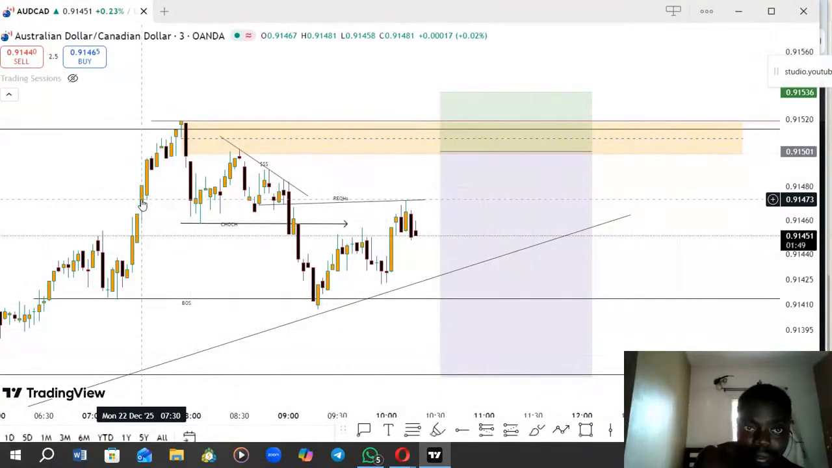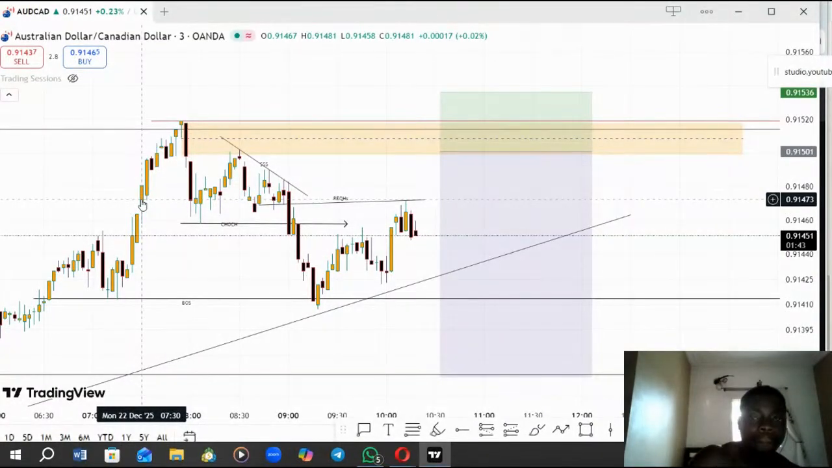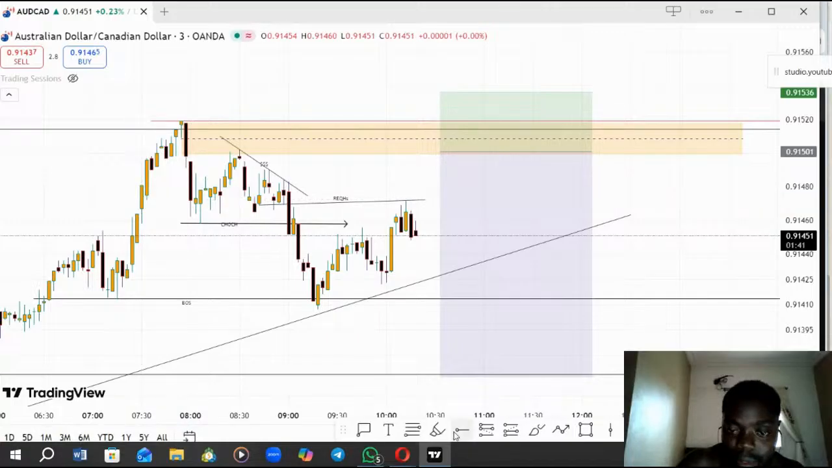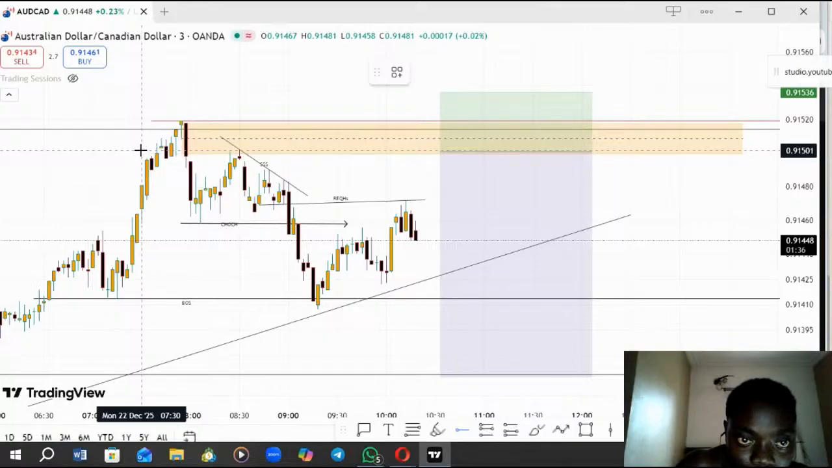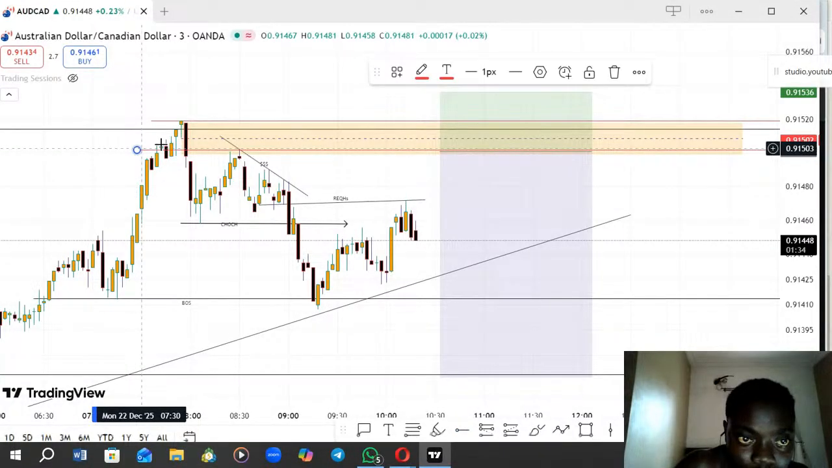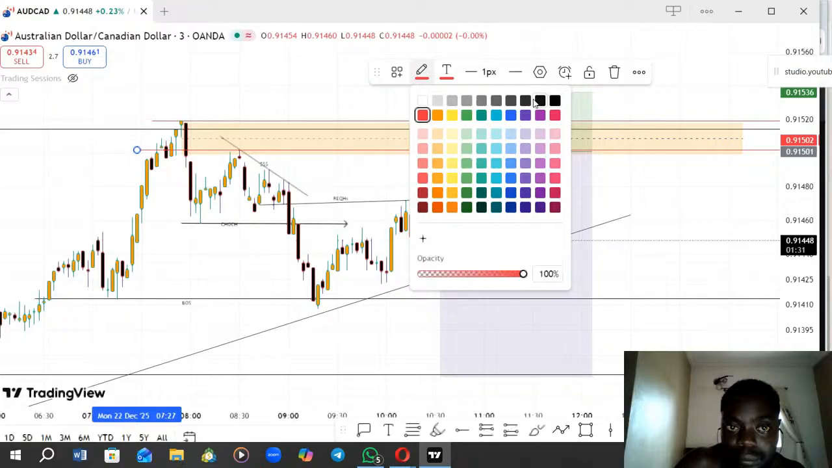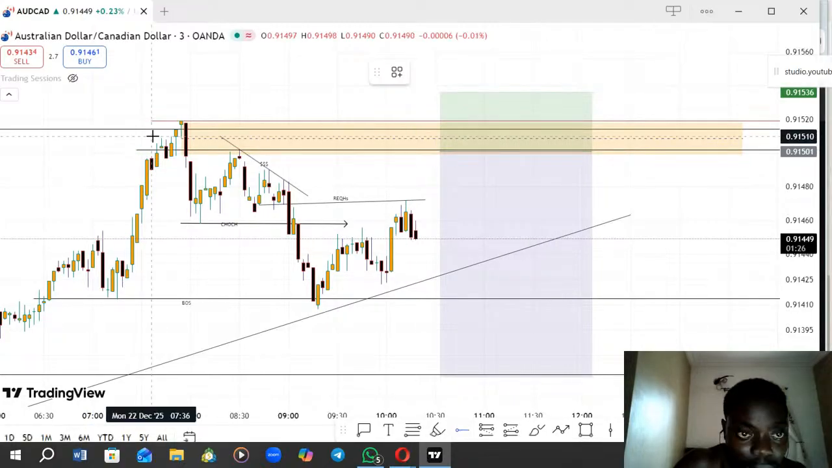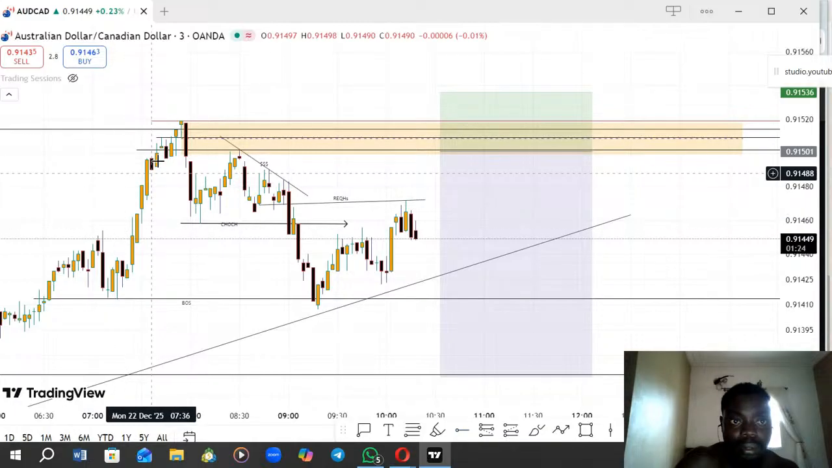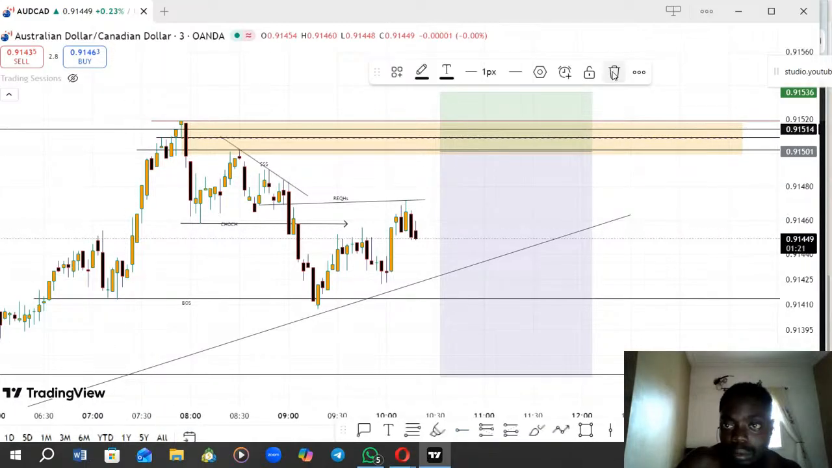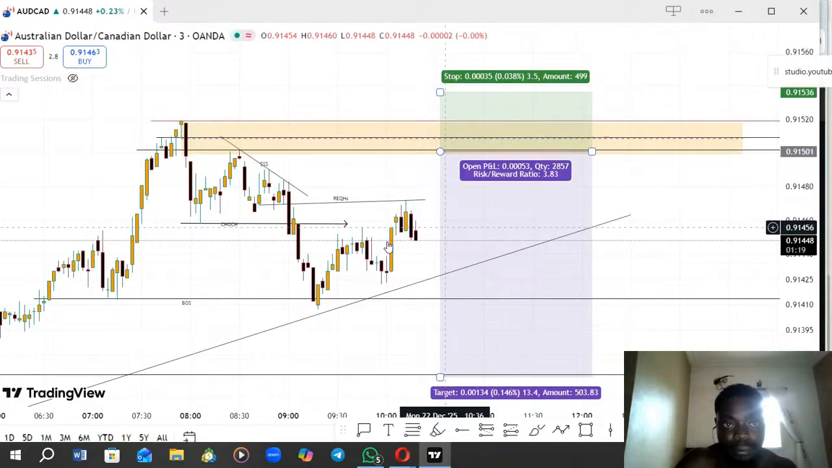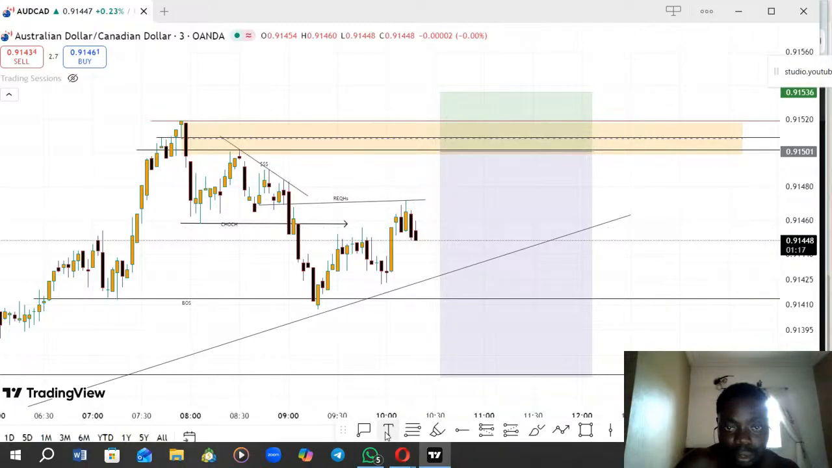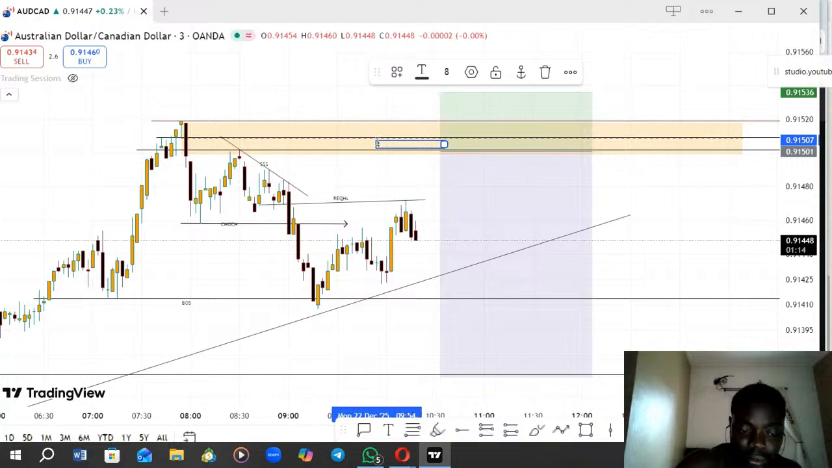Do not sell. All right. You can see very well that here we have a fair value gap. There's a fair value gap between this week and that week there. So you have to be aware that price can pull back here. You have an imbalance there.